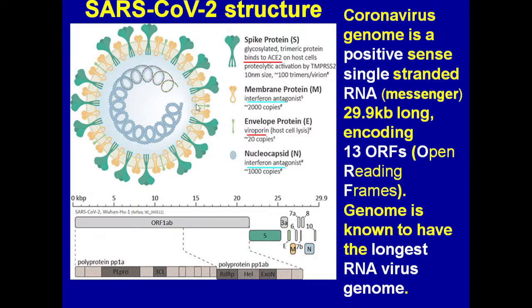And then we have a very small integral transmembrane protein, the so-called envelope protein, or E. This is a so-called viroporin, and it is responsible for host cell lysis because it mediates the production of perforations in the cell membrane. And for a virion, we have around 20 copies of it.